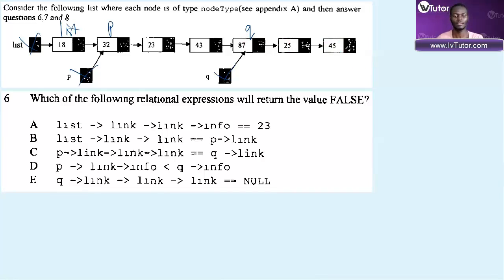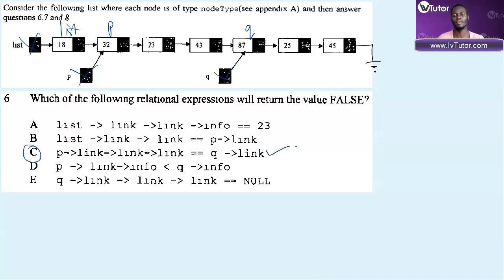So remember the last link would be your actual null value. So we are going Q.link, which is this node, .link, which is this node, .link, which is your null value, is equal to a null value, which is true. Therefore, indeed, we only have one wrong answer, which is then C.